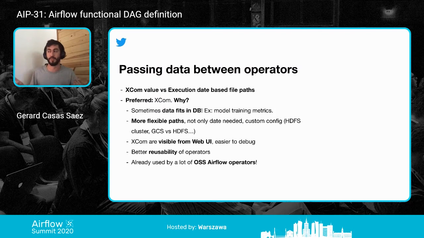In our case, that's model training metrics. You don't really need to write the training metrics into a file. It's a small JSON, it fits in the DB, so you can just pass it around in an XCom. It also allows for a more flexible path.